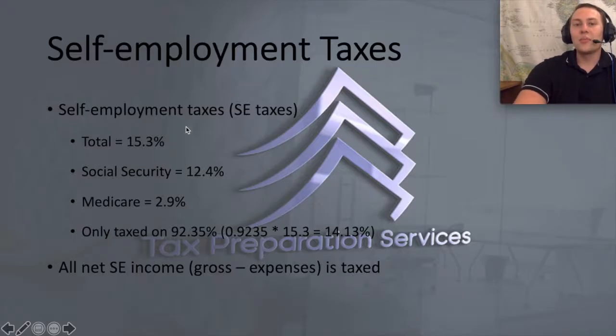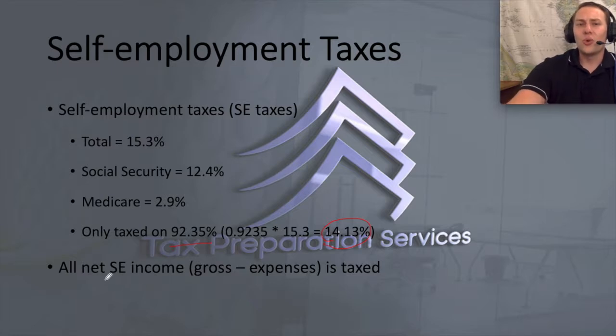So self-employment taxes are 15.3% and they come from two different sources. You have Social Security and Medicare. And effectively, even though it's 15.3%, we only pay taxes on 92.35% of our net income. So like I said, effectively, that brings us down to 14.13% is what we pay.